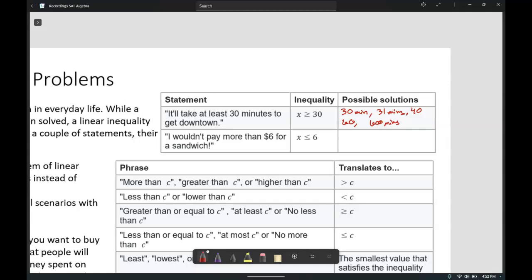Likewise, I refuse to pay more than $6 for a sandwich. And so x has to be less than or equal to 6. So again, the most I would pay is $6, but I'll also pay any value less, such as $5.99 or maybe $3.50. I'll even take a free sandwich. All of these are possible solutions.